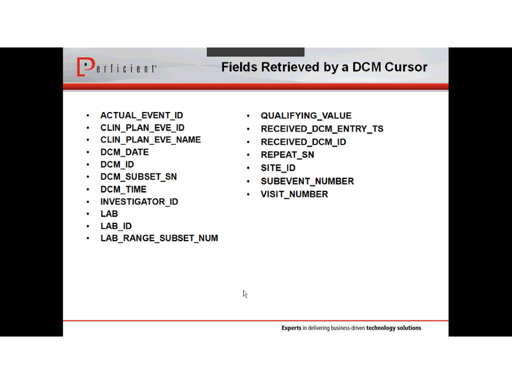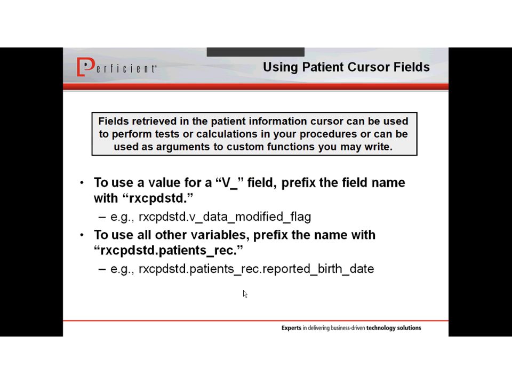In order to use this information in the procedure, for the patient cursor fields, if the value starts with a V, you simply reference it as V_field. You preface that with RxCPDSTD dot, and then the name of the field that you want to retrieve. If it doesn't start with a V, it's RxCPDSTD dot patient_rec dot the name of the data, and that will allow you to have access to that specific patient cursor field in your procedure.